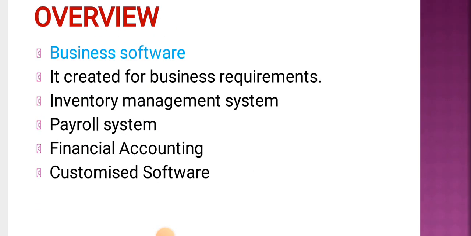Next, we are going for business software. What is meant by business software? It is created for business requirements. It is not for the house, and it is mainly for business. It is used for business support. For example, inventory management system, payroll system. For a payroll system, we will create one software, enter all the data into the software, and we can generate the receipt or some label. Like this, we can create software mainly for business purposes. That is business software. Financial accounting and customized software all come under business software.